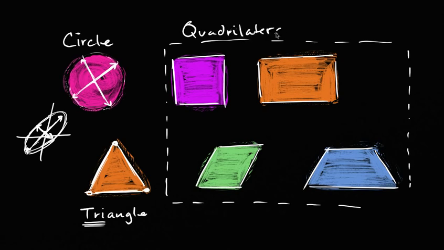Quadrilateral. And when you see this quad at the beginning of the word, that's a pretty good sign that you're dealing with the number 4. 4 sides. That's what quadrilateral means. But these are all different special cases of quadrilaterals. And actually, you could even have a quadrilateral that looks like this. You could even have a quadrilateral that looks like this. 1, 2, 3, 4 sides. As long as it has 4 sides, it's a quadrilateral. But let's think about each of these.